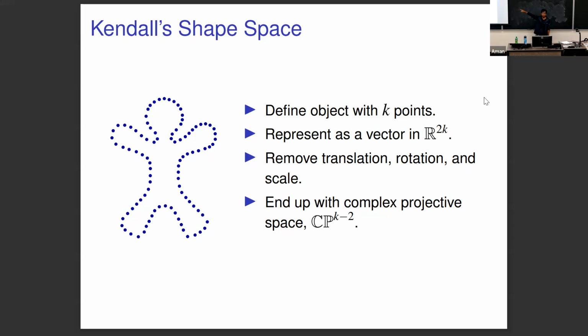And why is that? Because every point has 2 coordinates, right? Every landmark, every key point is 2-dimensional. So you represent it as a vector in R2k, right? For example, if it's a triangle, what will k be? 3. And it will be represented in R6, right? Because 2 coordinates for each point. Okay.